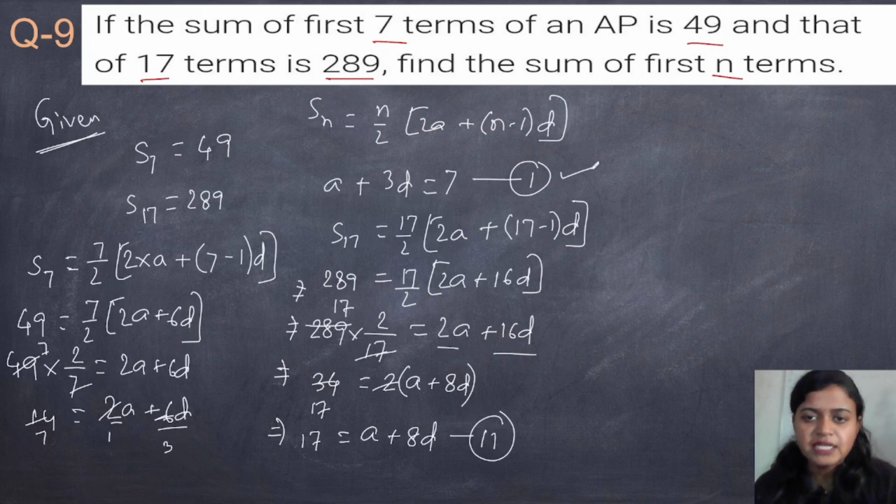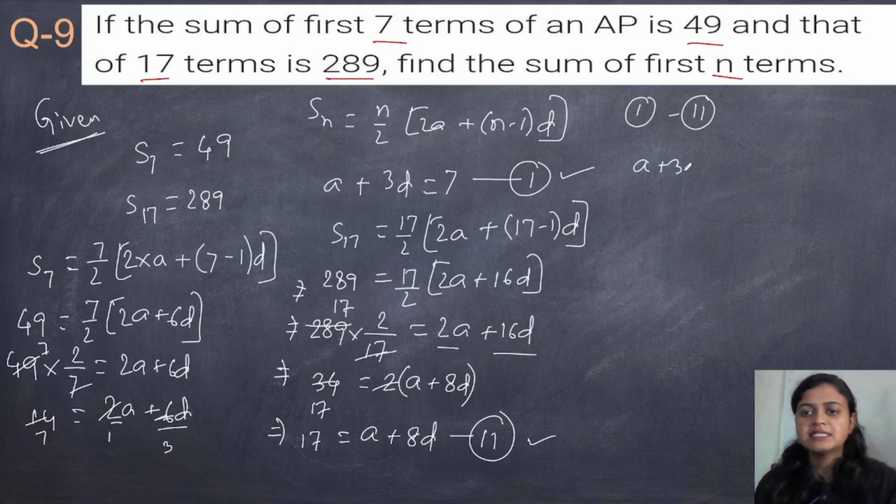So we get equation number 1 and equation number 2, and we have to find the values of a and d. If I apply the elimination method, equation 1 minus equation 2: a plus 3d minus a plus 8d equals 7 minus 17. So a and a cancel. 3d minus 8d means minus 5d equals 7 minus 17, that is minus 10. So d equals 2. This is the value of d.